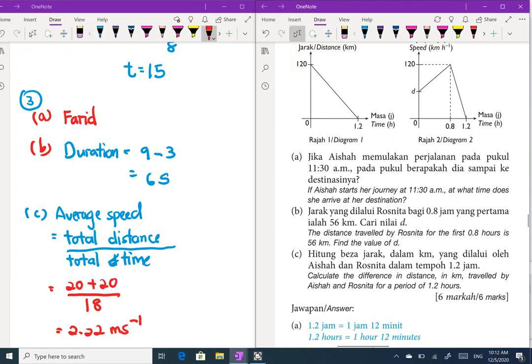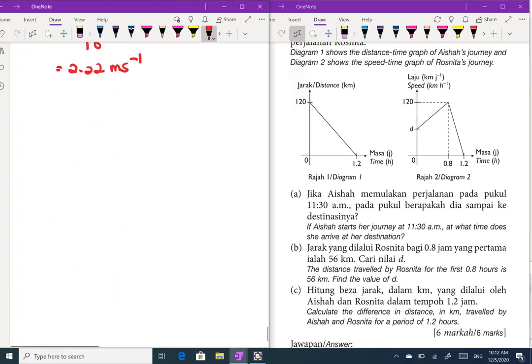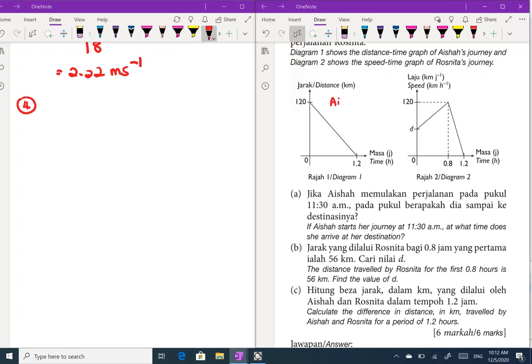Okay, question number 4. Diagram 1 shows the distance time graph of Aisha's journey, and diagram 2 shows the speed time graph of Rosnita. If Aisha starts her journey at 11:30, at what time does she arrive at her destination? She starts from here and goes to here.